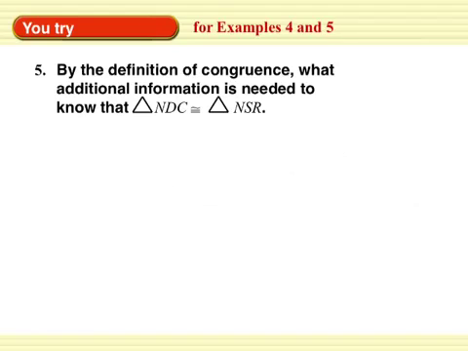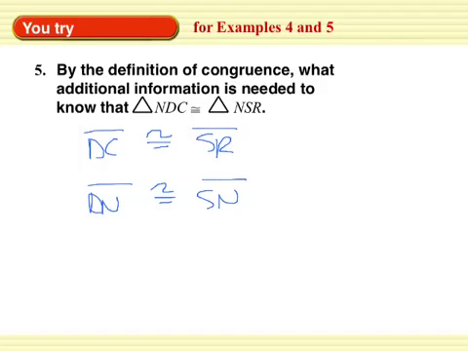By definition of congruence, what additional information is needed to know that triangle NDC is congruent to NSR? I'm going to go back one and we can look at it. So we would need to know that DC is congruent to SR and DN is congruent to SN, because you need all the sides congruent and all the angles congruent. We know all the angles are congruent, we don't know about all the sides.